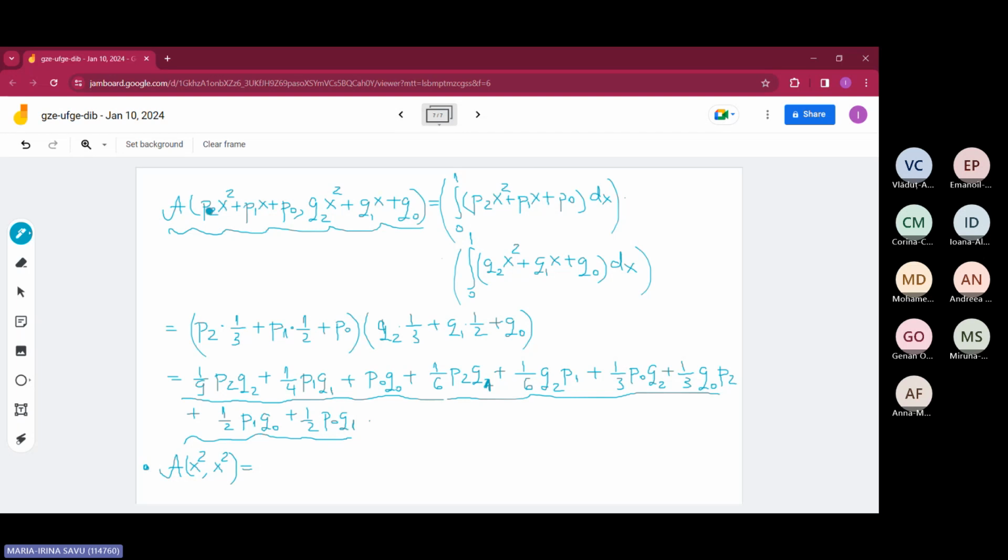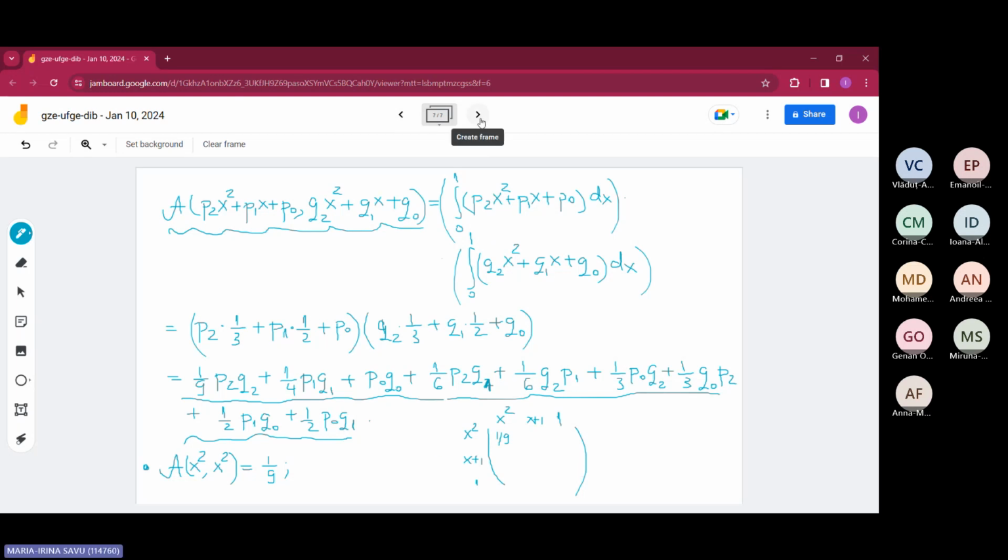So it means that P2 is 1, Q2 is 1, and the rest of them are 0, right? So you have just 1 over 9, P2, Q2, because they are 1. So this is 1 over 9. And in my matrix, if it's x squared, x plus 1, and 1, then the coefficient of x squared and x squared will be 1/9, this one.